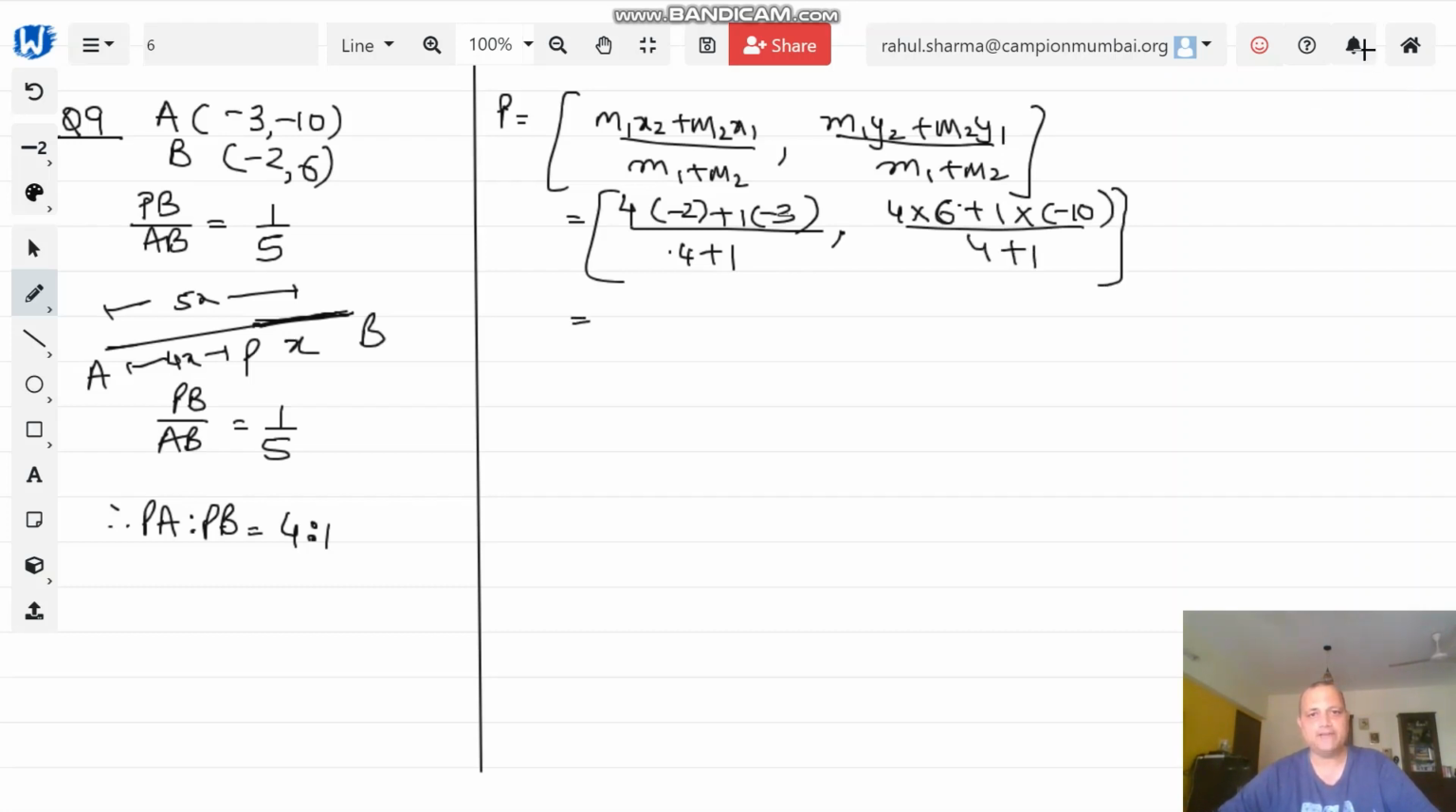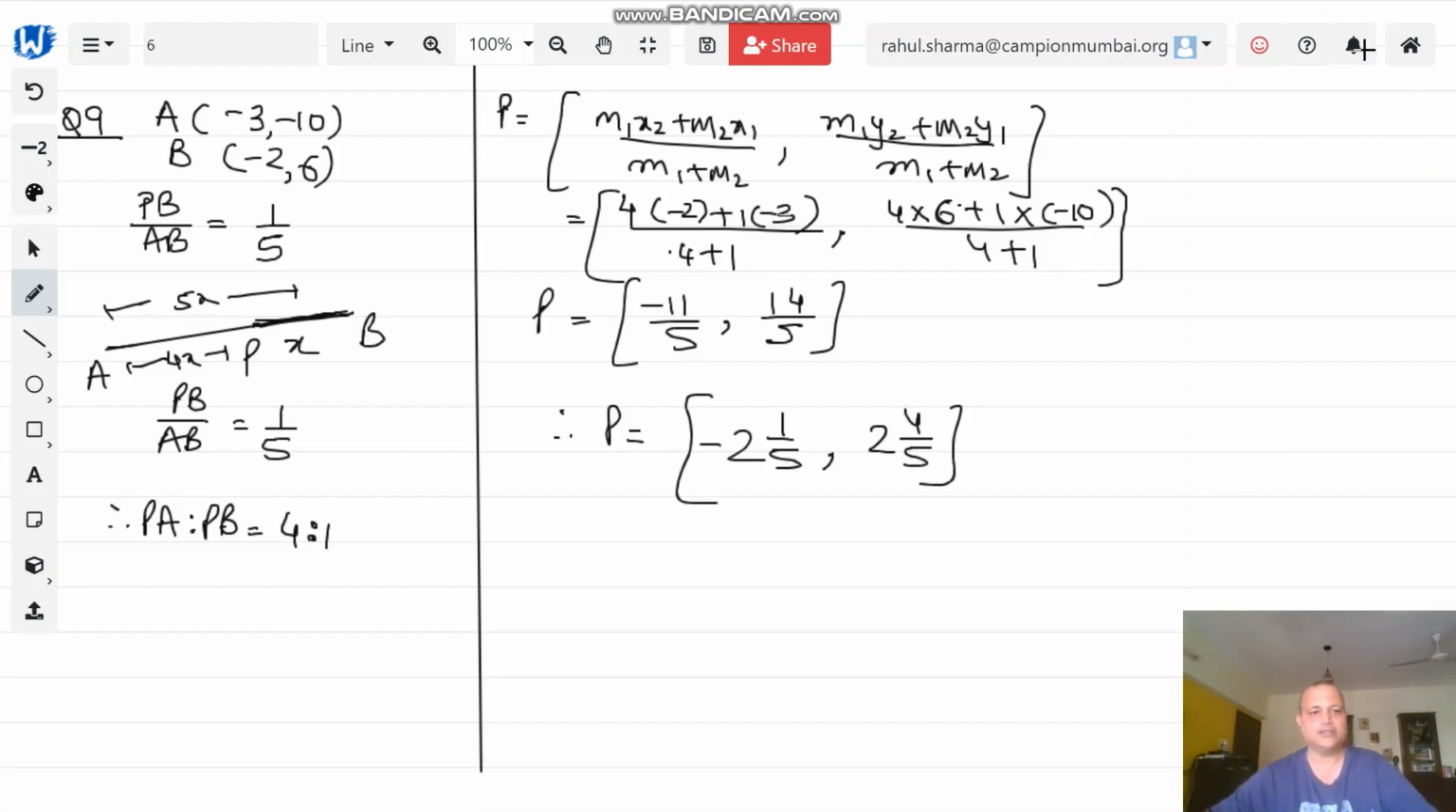This will be equal to negative 8 minus 3, that's negative 11 upon 5, and this is 24 minus 10, which is 14 upon 5. We need to write our answer in the simplest form. Therefore, coordinates of P would be negative 2 1 upon 5, comma 2 4 upon 5. Perfect. Let's look at the next question.